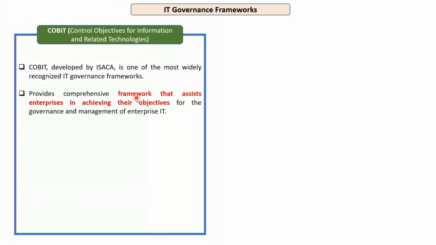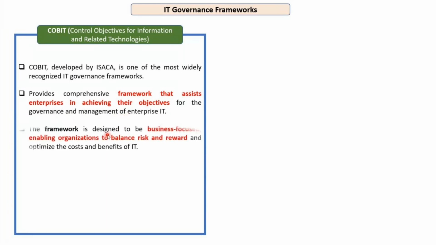The first is COBIT, that is Control Objectives for Information and Related Technologies. It was developed by ISACA, one of the most widely recognized IT governance frameworks. COBIT provides a comprehensive framework that assists enterprises in achieving their objectives for the governance and management of enterprise IT. This framework is designed to be business focused, enabling organizations to balance risk and reward and optimize the cost and benefits of IT.